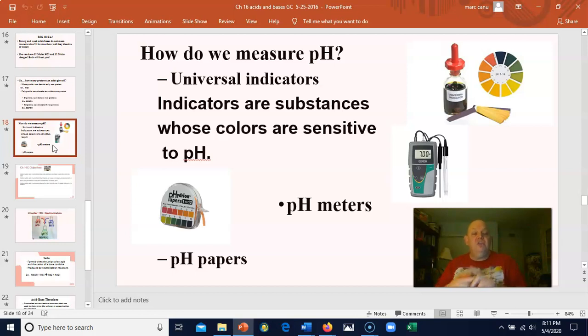But we also talked about strong acids and weak acids, strong bases and weak bases. Strong and weak have nothing to do with how powerful they are. It just has to do with how well they dissolve in water. Strong dissolves very well in water. Weak, very little in water.